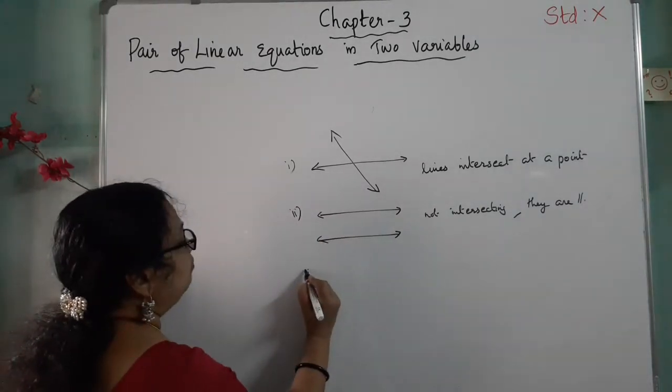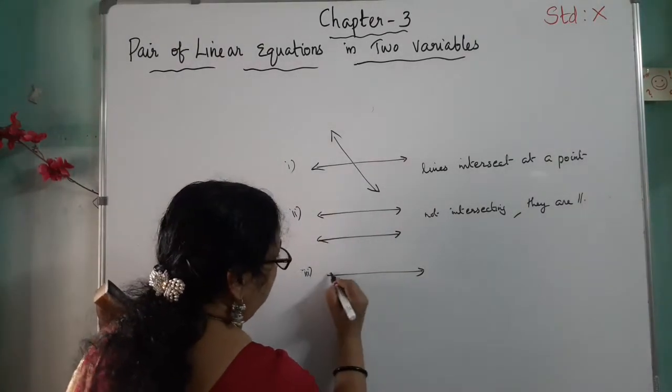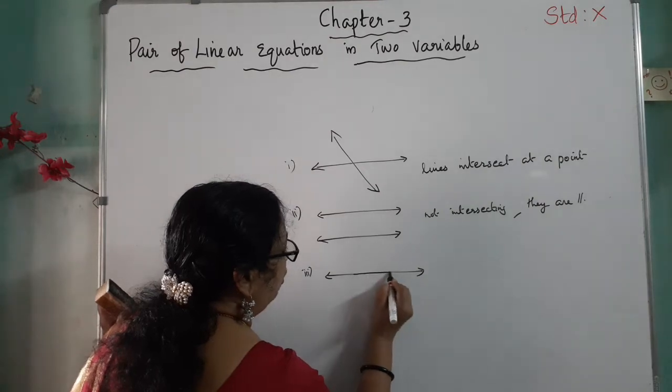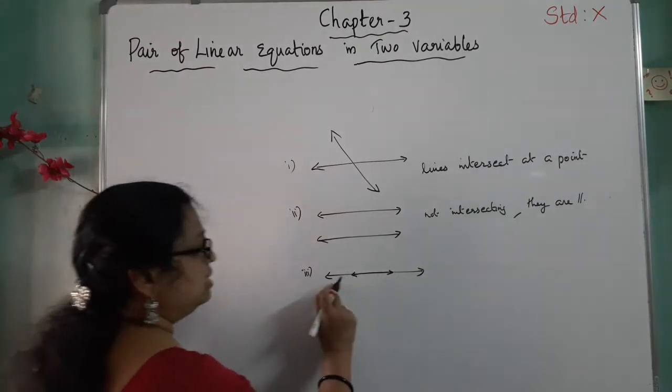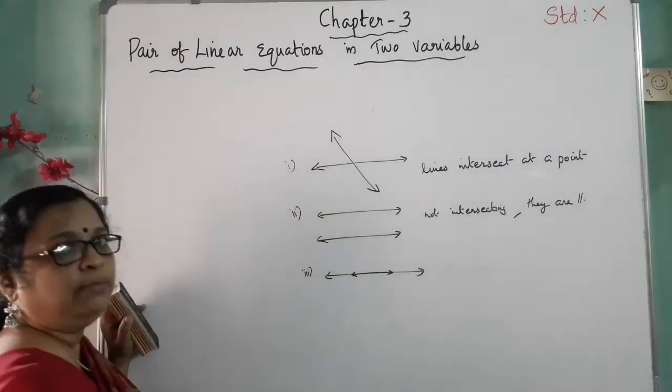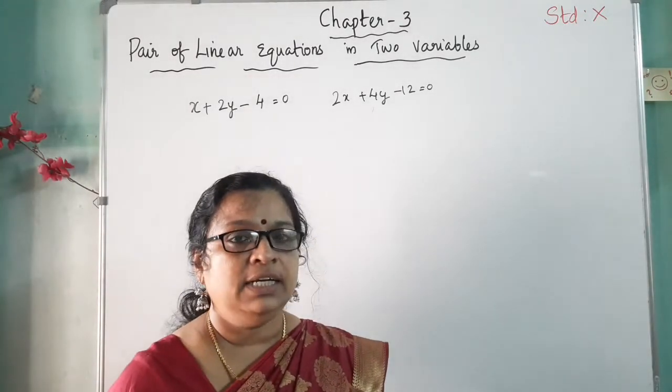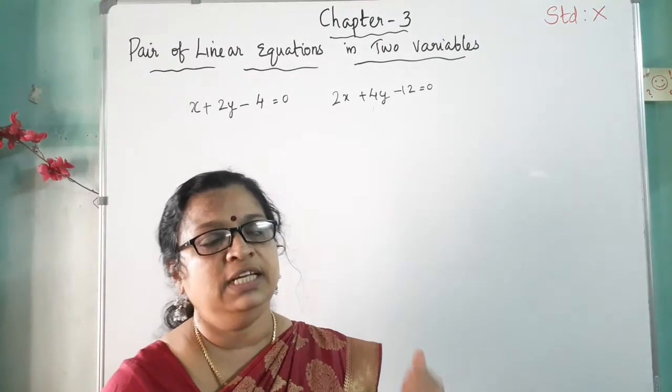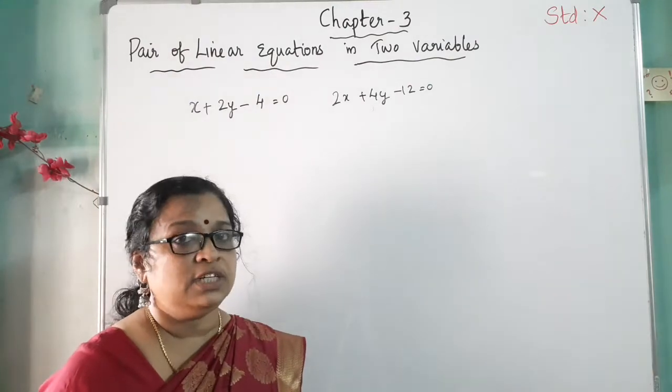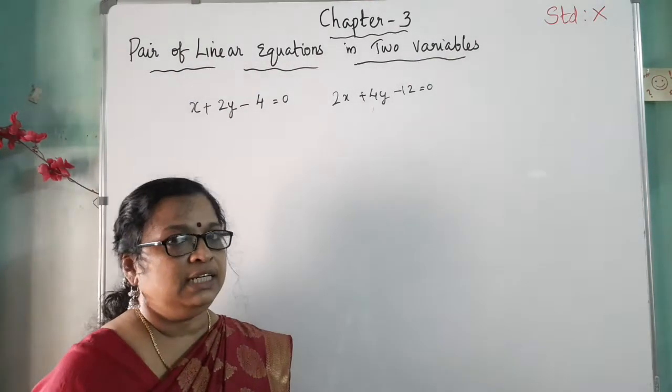And the third, the lines are coincident, that means it occurs on the same line. Also, we studied last year representing linear equations graphically. That is, when a pair of linear equations is given, we can represent it graphically.